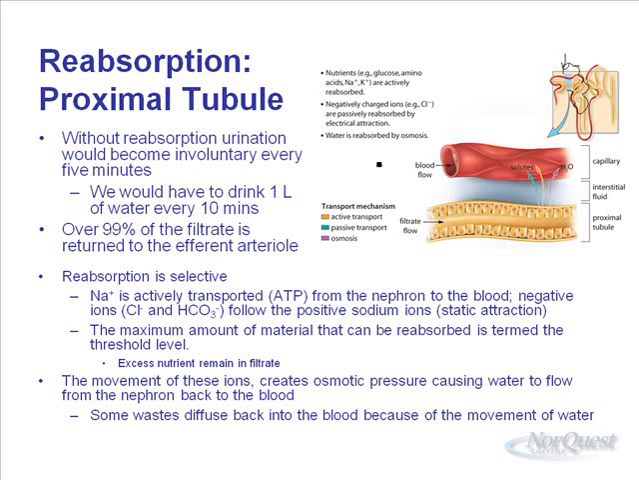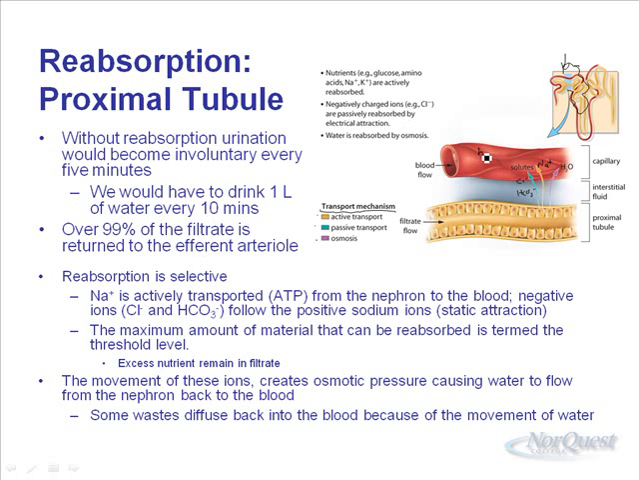And what's happening, if we take a look at the little picture here, we've got our transport mechanisms, and they're color-coded: active transport, passive transport, and osmosis. Solutes are actively and passively transported. The active one is sodium. The passive ones would be your chloride ions and your bicarbonate ions, just by electric attraction. Sodiums are moving across, they're positively charged, so the negatively charged ions will follow.